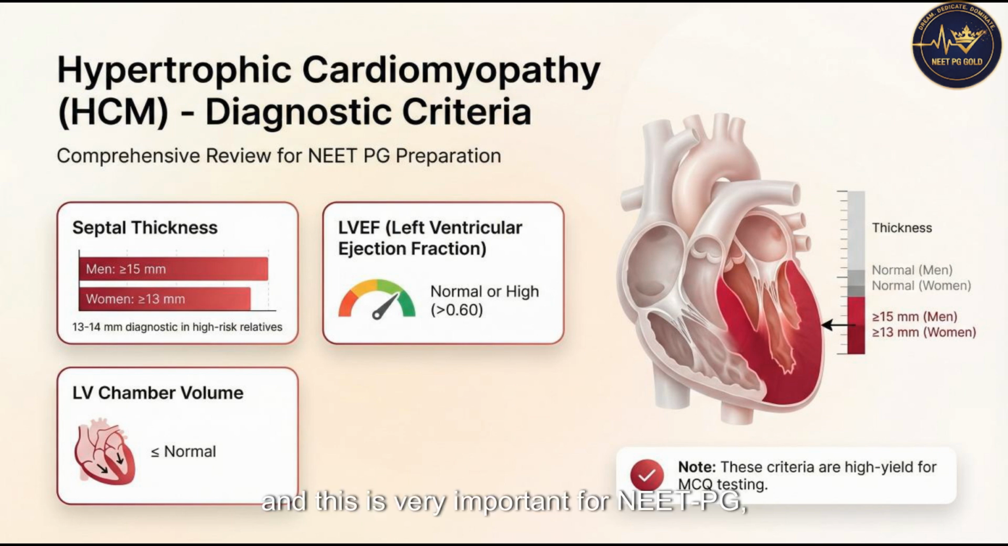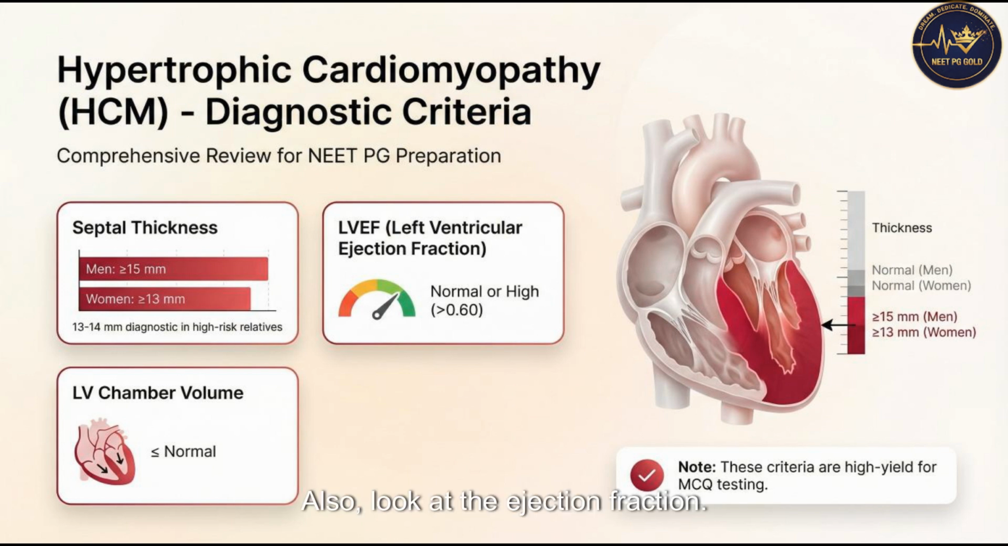However, and this is very important for NEET PG, if the patient has a family history of HCM or a positive genetic test, the threshold drops to 13 to 14 millimeters. Do not miss a diagnosis in a relative just because they haven't hit the 15 millimeter mark.